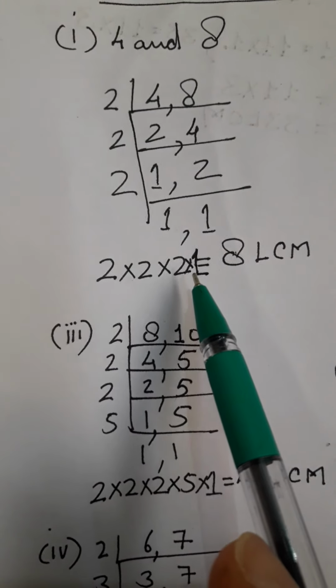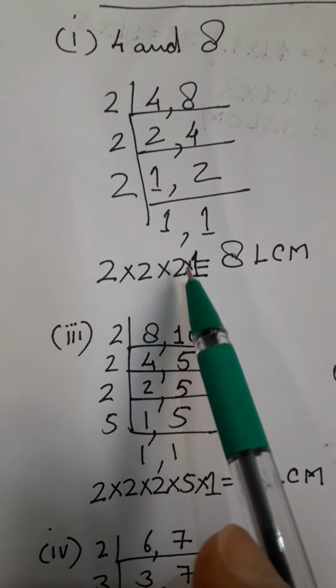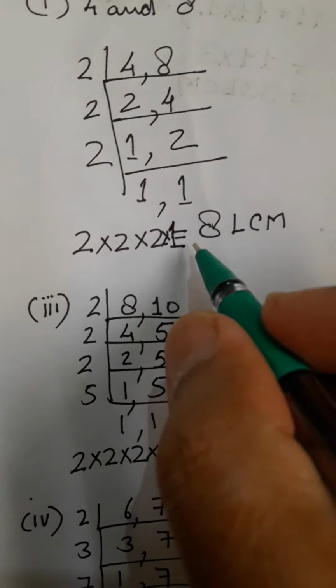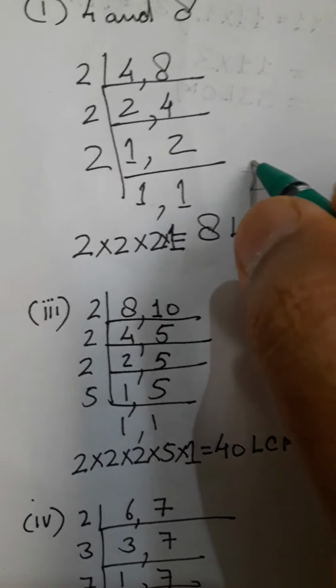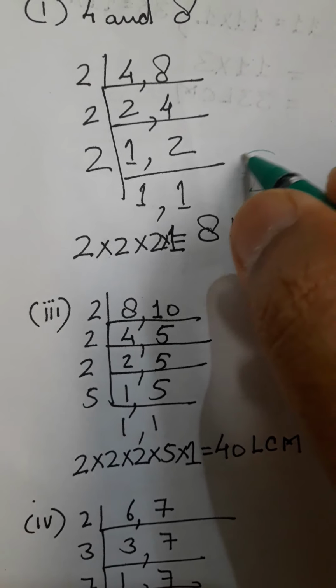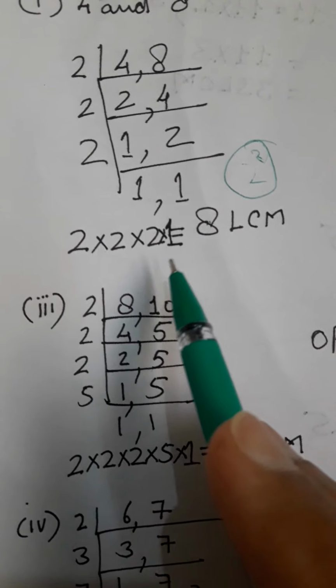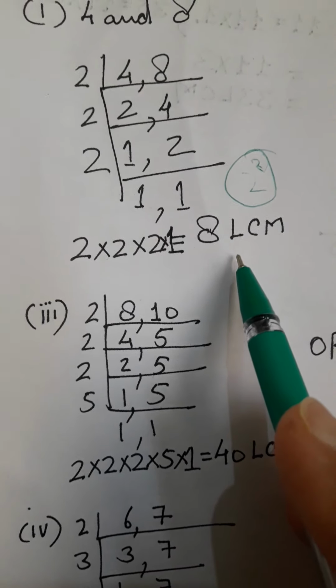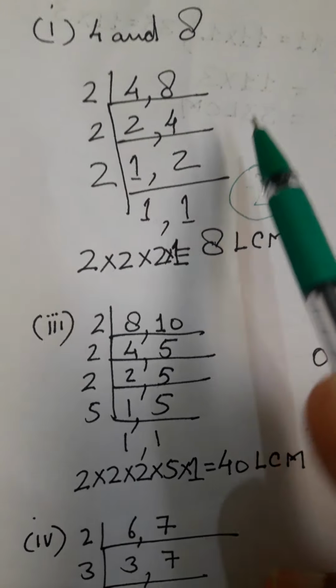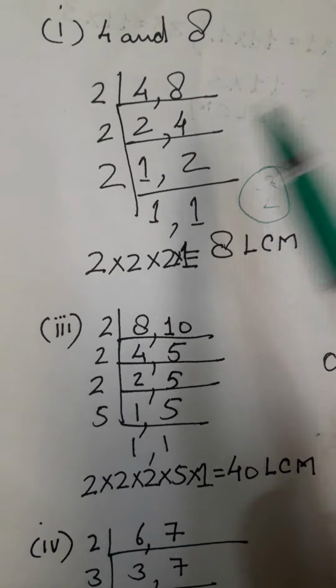So it's 2 cube. 2 cube means 2 raised to the power of 3. You can write 2 cube like this, which we'll talk about in later classes. Don't worry about this. So 2 into 2 into 2 into 1 will give you 8 as the answer. I hope you have understood this method. Let's look at another sum.